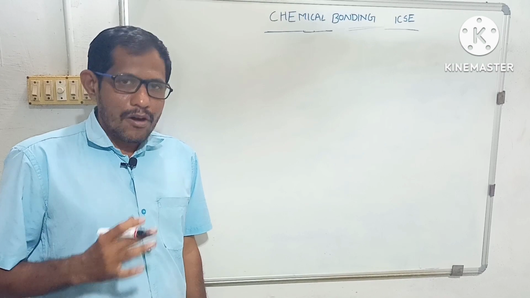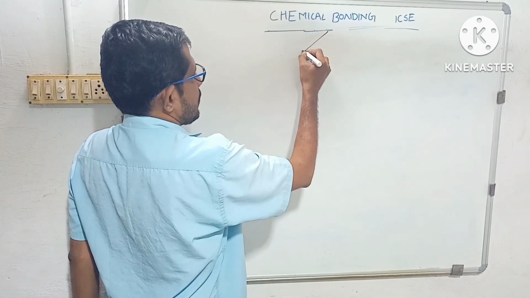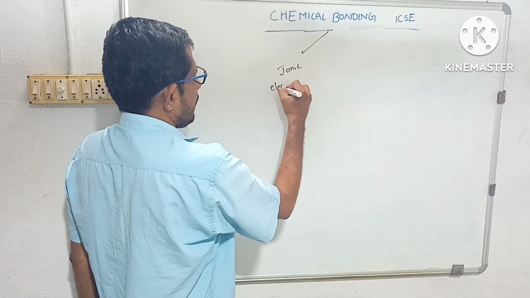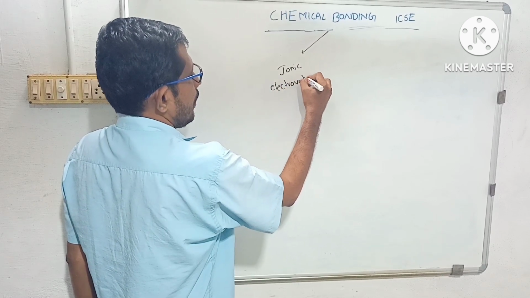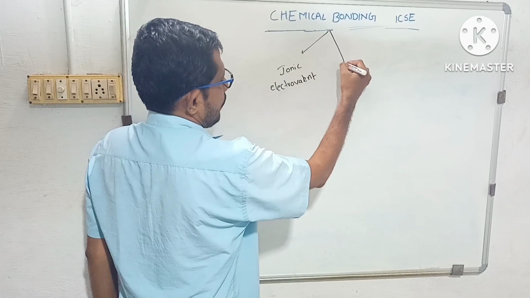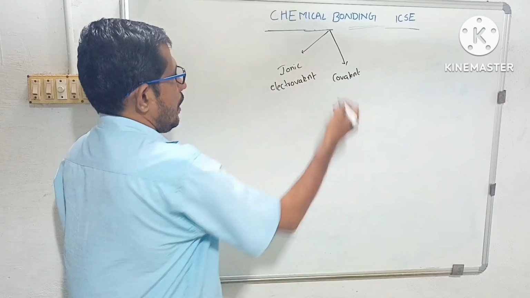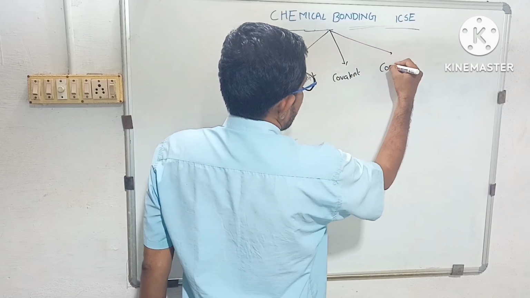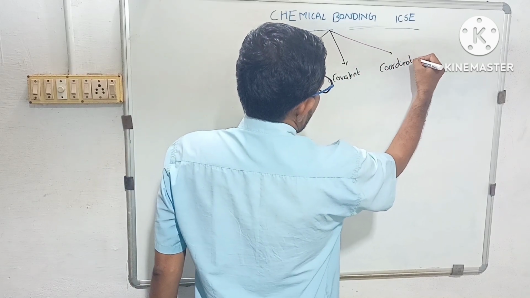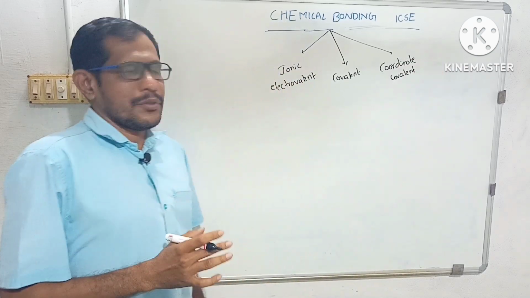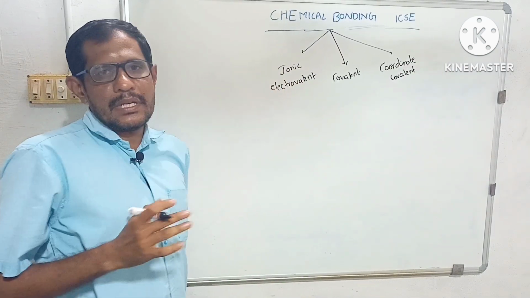Chemical bonding is generally of three types. The first one is ionic, also called electrovalent. The second one is covalent, and the third one is coordinate covalent. Today I will explain the ionic bond.